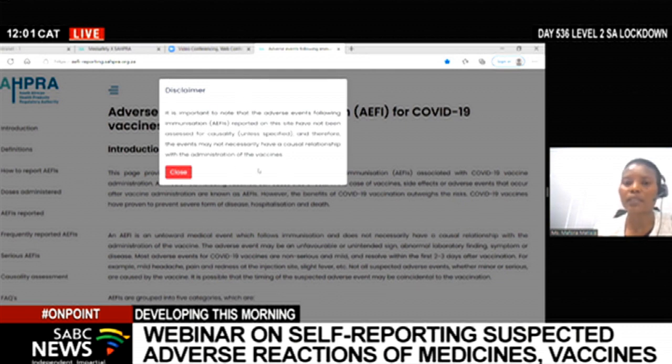And the disclaimer is basically what I touched on, as well as what Prof has alluded to in her presentation: it's important to note that the adverse events following immunization on the site have not been assessed for causality unless otherwise specified, and therefore the events may not necessarily have a causal relationship with the administration of the vaccine. So hence it was of importance for us to clarify the differences between adverse drug reactions and adverse events earlier in my presentation and what Prof has actually included.